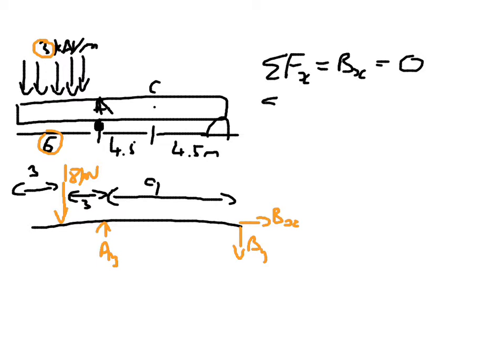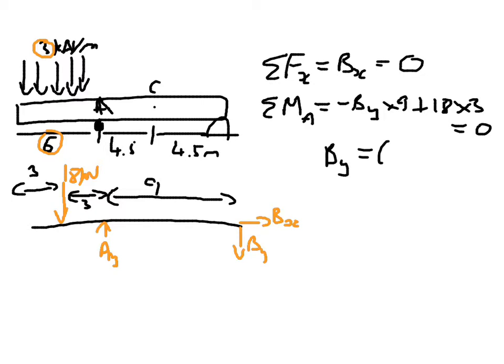So the sum of our moments about point A is equal to minus By times 9. And that's because it's going to be turning it clockwise, so it's minus and it's 9 metres away from A, plus 18 times 3, and that 18 is going to try and turn it anti-clockwise about A, and that all equals 0. So we can say By equals 6 kilonewtons.